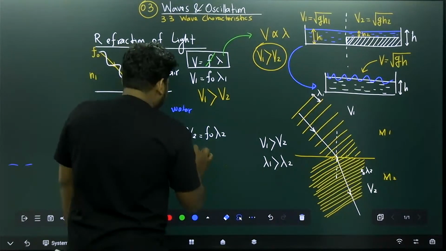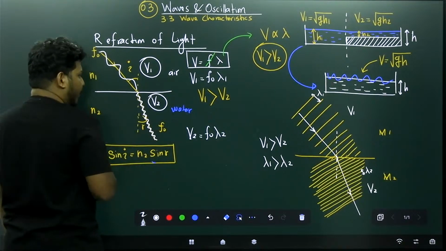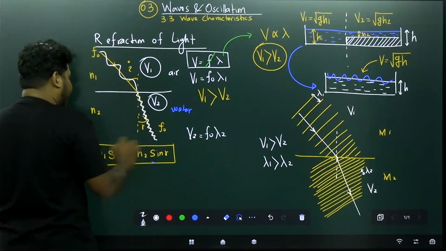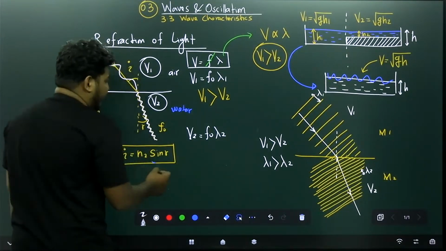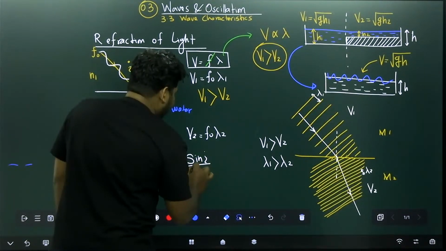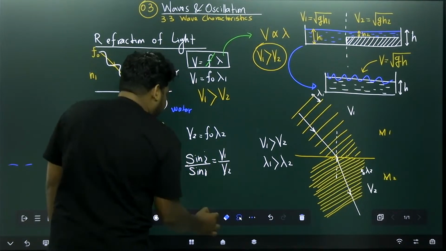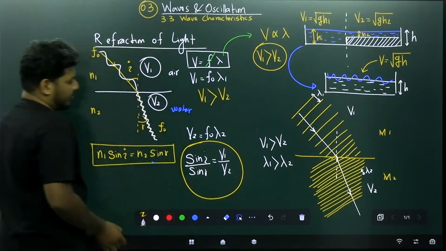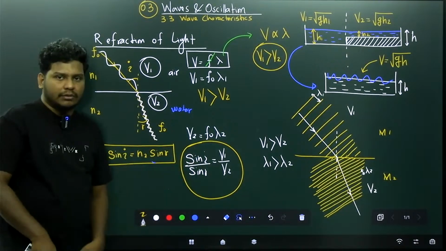Look at this one here. Let's say the velocity here is v1, and the velocity here is v2, guys. The relationship between the refractive index and the angles is n1 sin i equals n2 sin r. I can give another relationship also here: sin i over sin r is equal to v1 over v2. This is the second relationship, between the angles and the velocities. This is Snell's law. You should remember these two rules here.